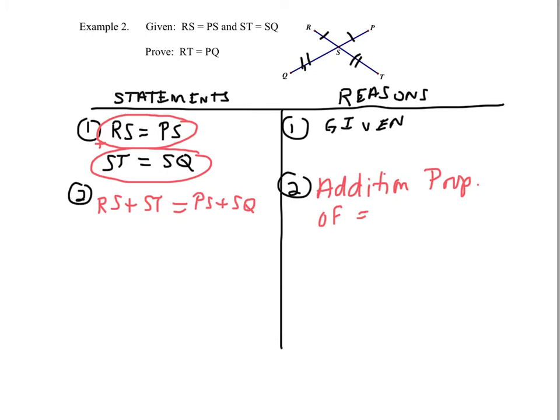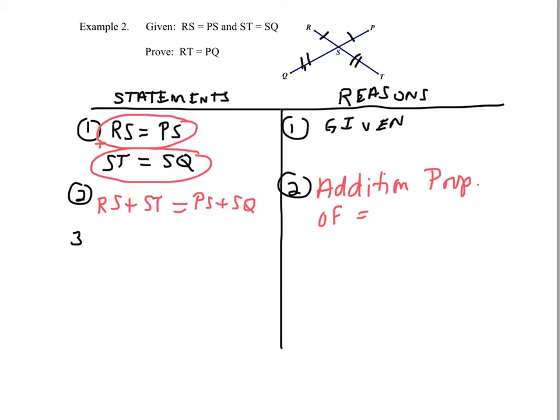And you can take a look on your sheet of algebraic properties and you'll see something similar that says if A is equal to B and C is equal to D, then A plus C is equal to B plus D. And that's exactly what's happening here.